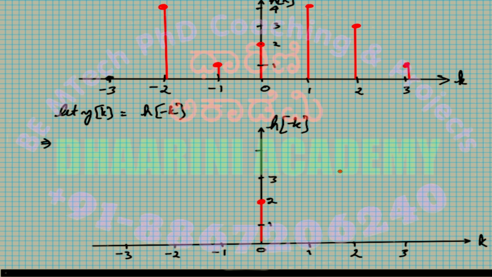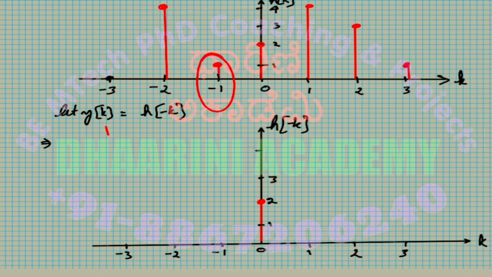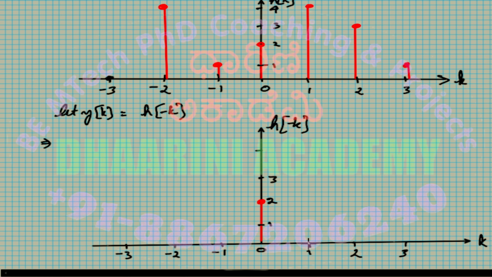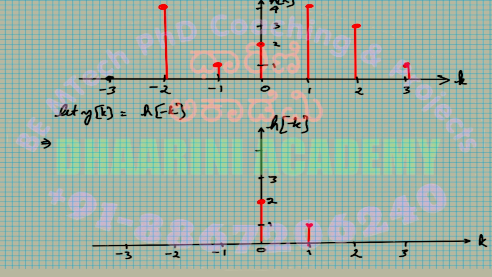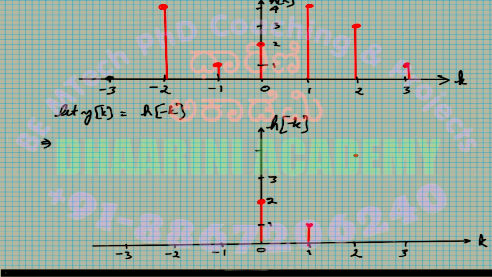But you see, at 1, y of 1 is h of minus 1. H of minus 1 is how much? At minus 1, I had a value equal to plus 1. So that plus 1 is going to come over here. So you see, this is the mirror image. Whatever is on the left side will come to the right. Whatever is there on the right will go to the left. So at minus 2, I had a value plus 4. So that's going to be coming in my flipped signal at 2.